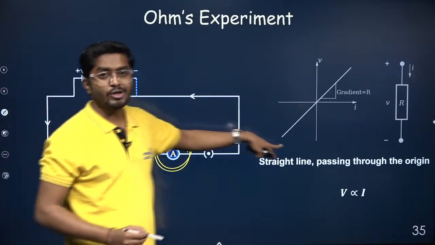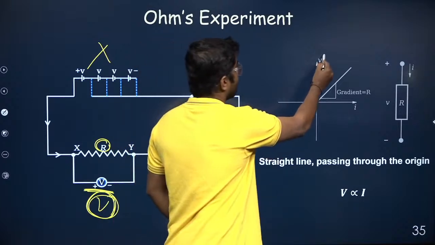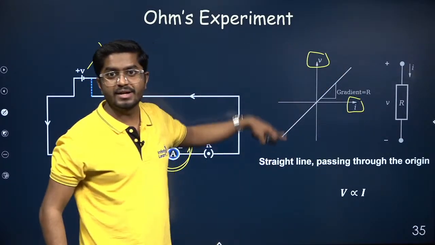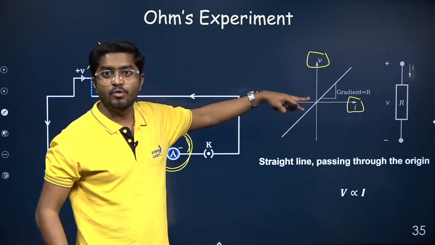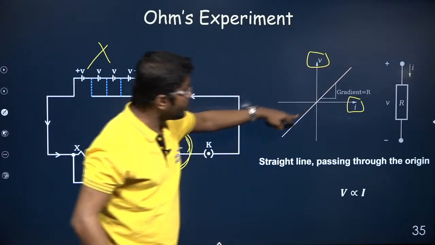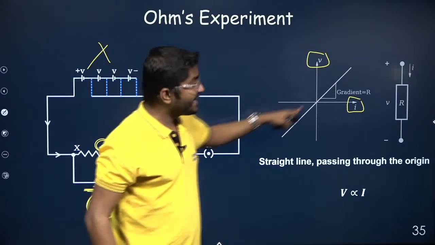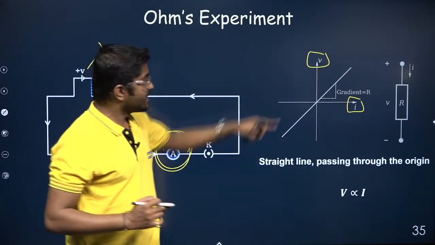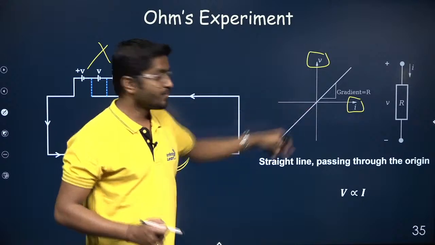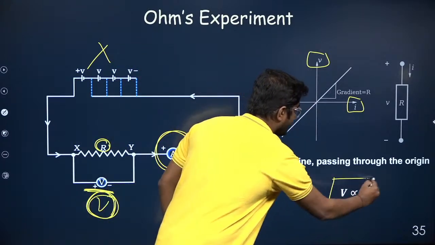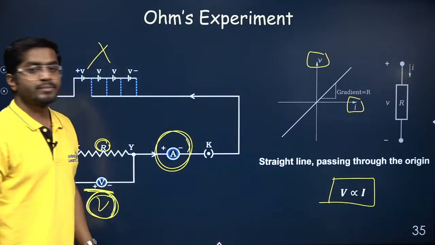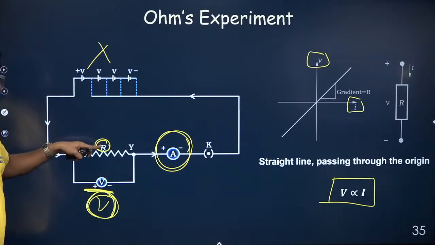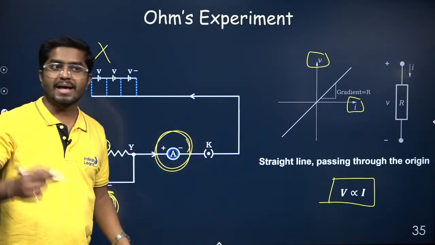And then he plotted a graph. What is this graph? V versus I. He plotted V versus I and he found out this graph is going through the origin. This is a straight line. These were very good observations that he made. This is a straight line passing through the origin. So you can say the voltage is directly proportional to the current. The potential difference across the resistor is directly proportional to the current passing through it.